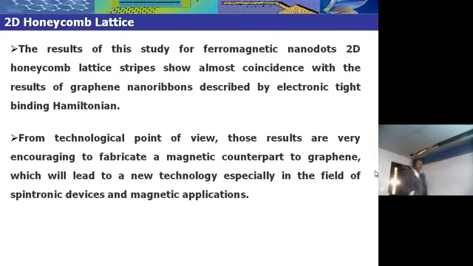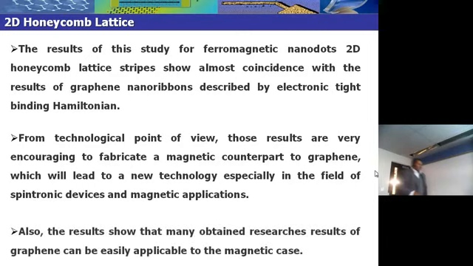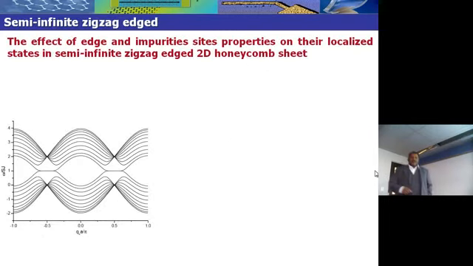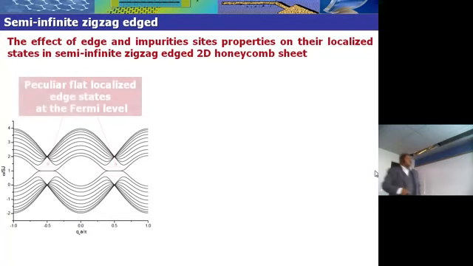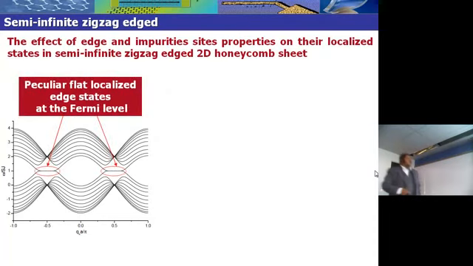In the case of the zigzag stripe graphene nanoribbon, we have the very famous bipolar flat localized edge state at the Fermi level. Actually, this comes from calculation, but a lot of experimental results on fabricated graphene nanoribbons found not semi-metallic but semiconductor behavior, which is a consequence of this state actually not existing at the Fermi level.